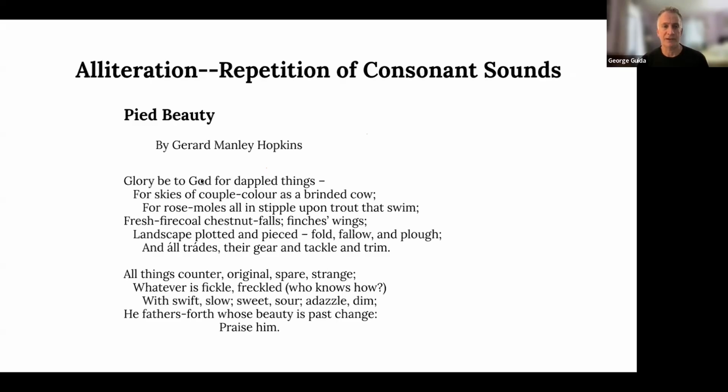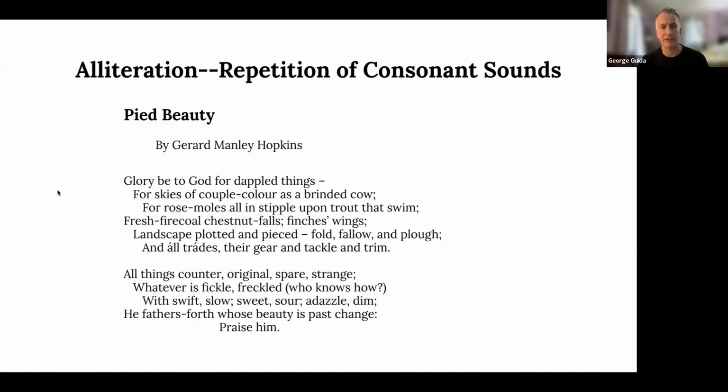The repetition of consonant sounds, which is alliteration. You can see it here in a poem like Pied Beauty by Gerard Manley Hopkins. Hopkins is a 19th century English poet who was also a clergyman who wrote a lot about nature and about divinity. And so I'll read this poem.